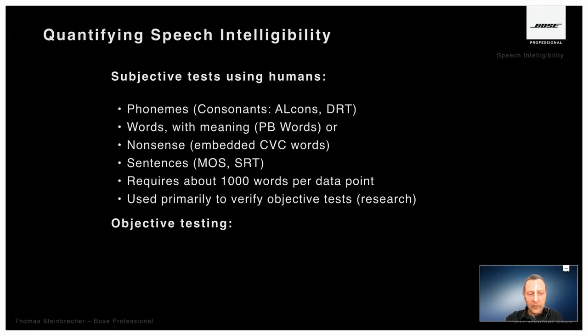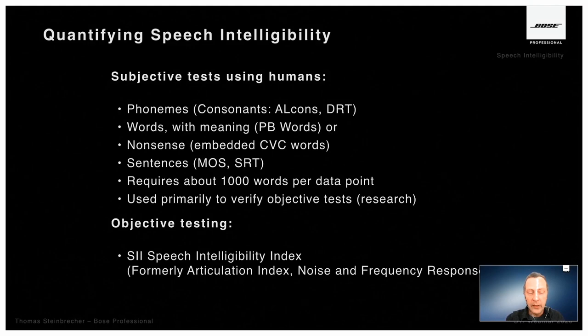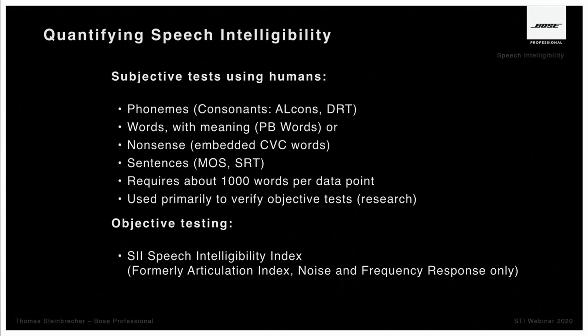So what are these objective test methods that we have? Historically, there still is a speech intelligibility index. It's abbreviated SII. It was formerly called the articulation index.